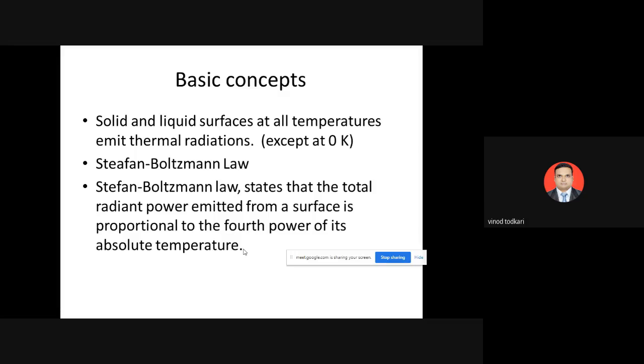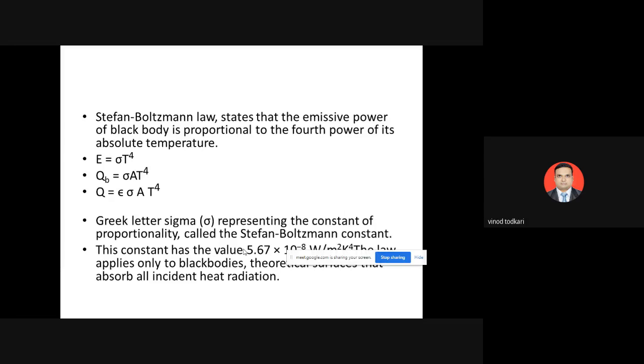Okay. Now, this emission is governed by Stefan Boltzmann's law, which states that emissive power of a perfectly black body is directly proportional to the 4th power of its absolute temperature. Now, emissive power is E and absolute temperature is T. So E is proportional to T raised to 4. So E is equal to sigma into T raised to 4, right?